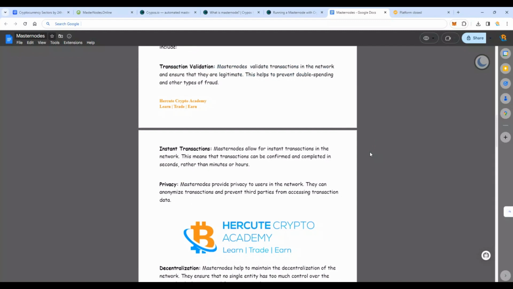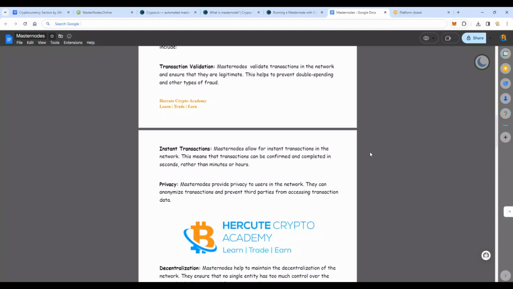Instant transactions. Masternodes allow instant transactions in the network. This means the transaction can be confirmed and completed in seconds rather than minutes or hours. So they help in facilitating the faster confirmation of transactions.